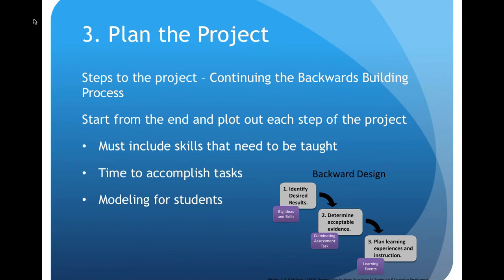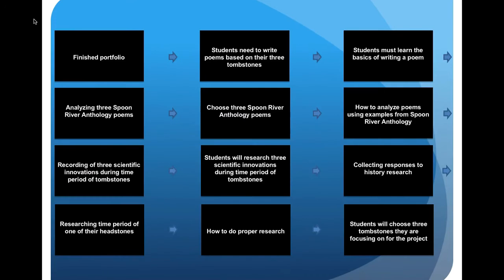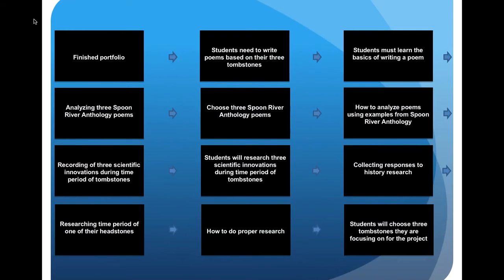So if I'm saying I want a portfolio, I may create my own portfolio or save student work from years past to show them what a portfolio might look like. And it's using this backwards building process, because if you start at the beginning, what you get is this kind of whacker-jawed path to the end product. You want it to be more streamlined. You identify what you accomplished, determine the product, and plan. So it will go directly from start to finish. So this is kind of what this looked like.